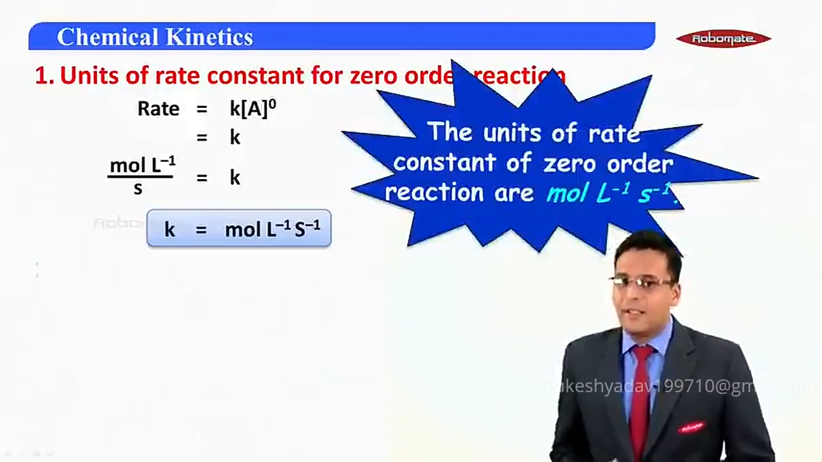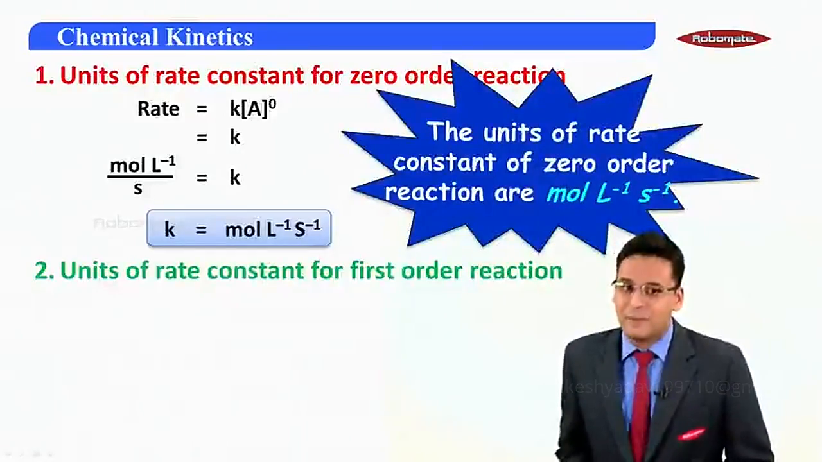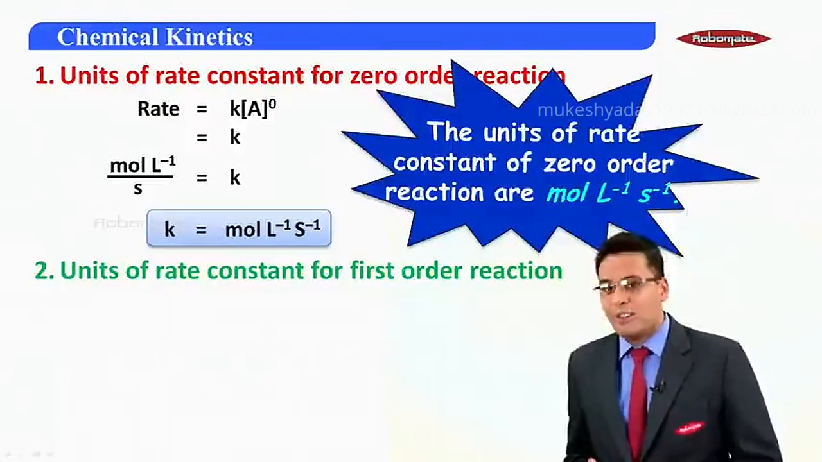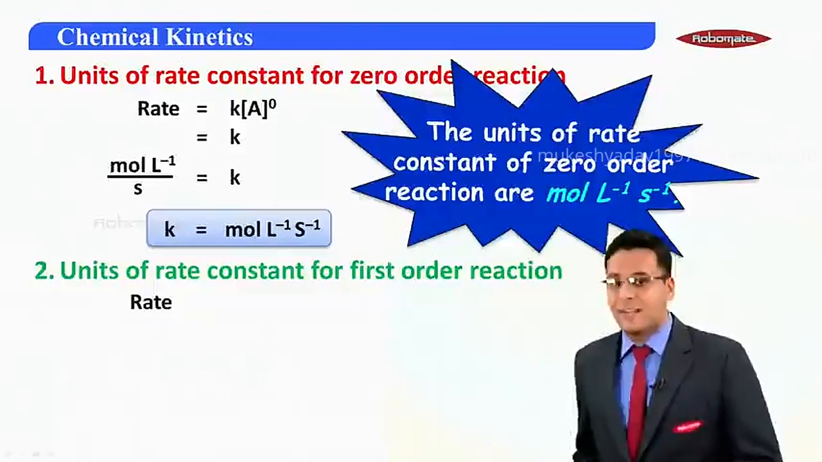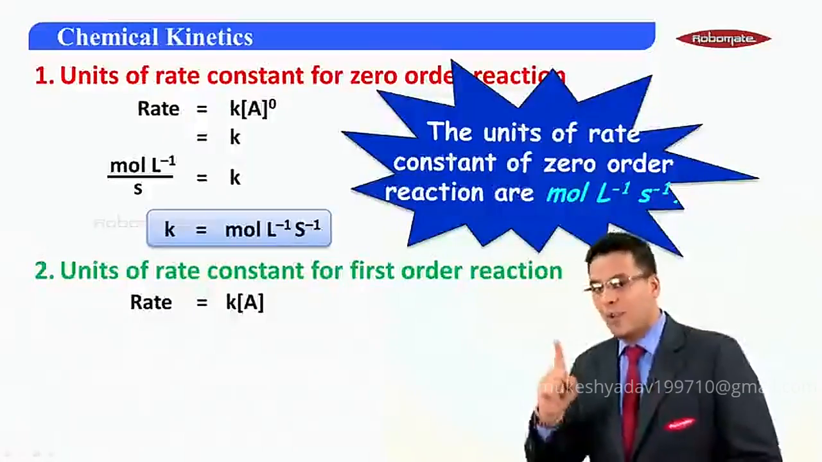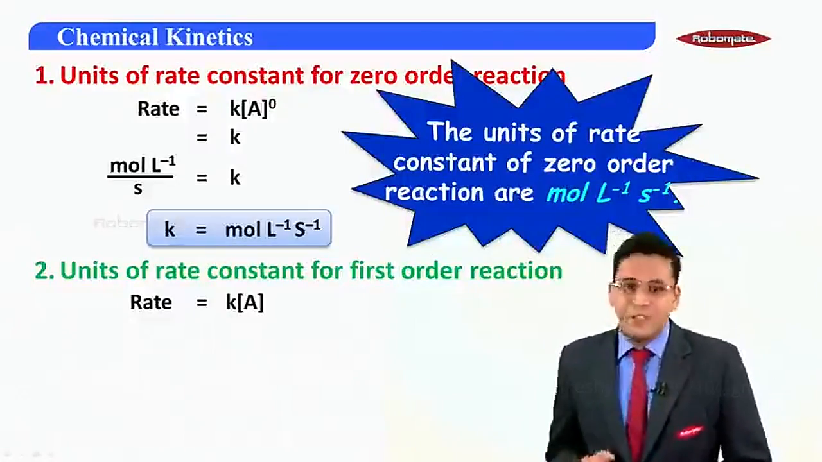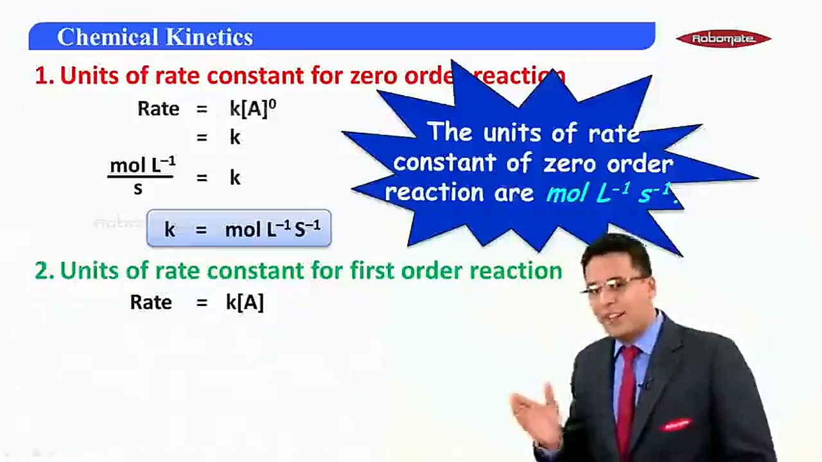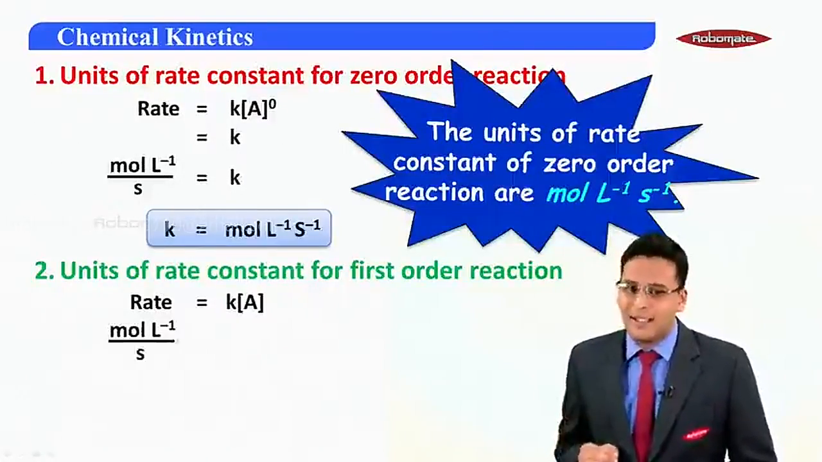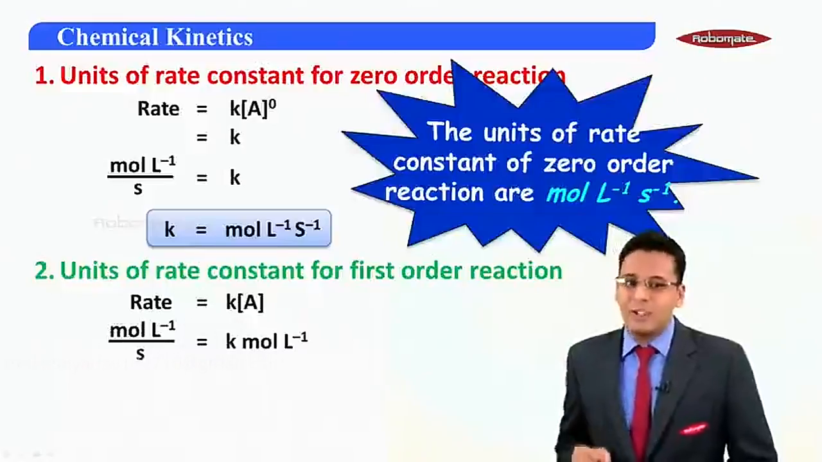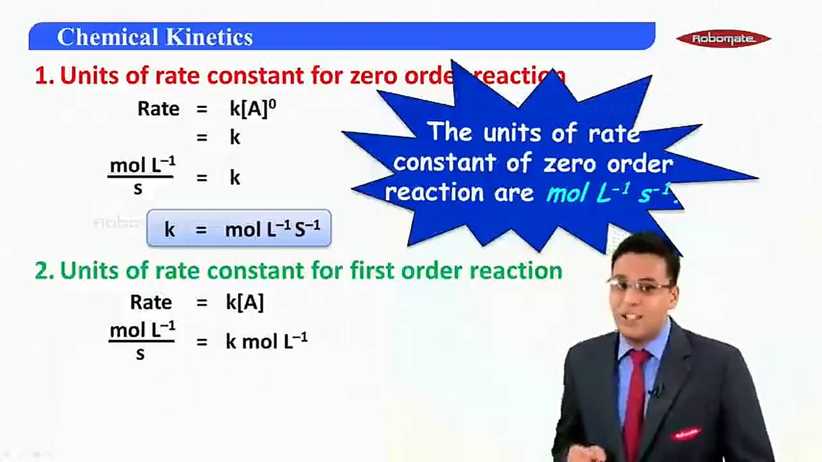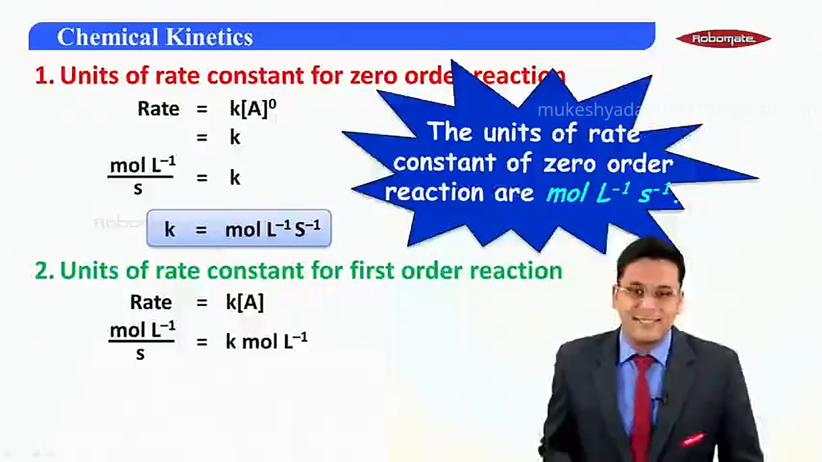Let's consider a first order reaction. For a first order reaction, the rate law expression can be written as rate is equal to K into concentration of A raised to 1. If you equate the units on left and the right side, you can say that mole per liter per second is equal to K into mole per liter, because the unit of concentration, my dear students, is mole per liter.